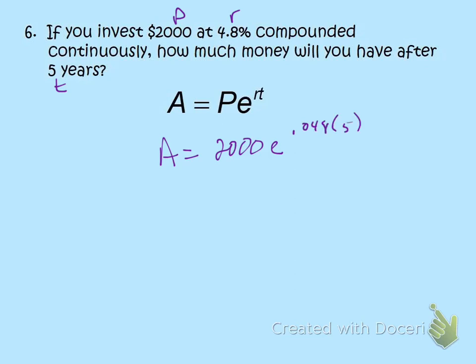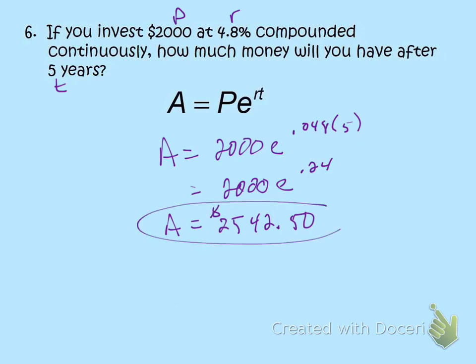0.048 times 5, right? So that's $2,000. 0.048 times 5 would give you 0.24. So we want to take 2,000 times e to the 0.24. And the amount that we'll have after 5 years would be $2,542.50. Okay?